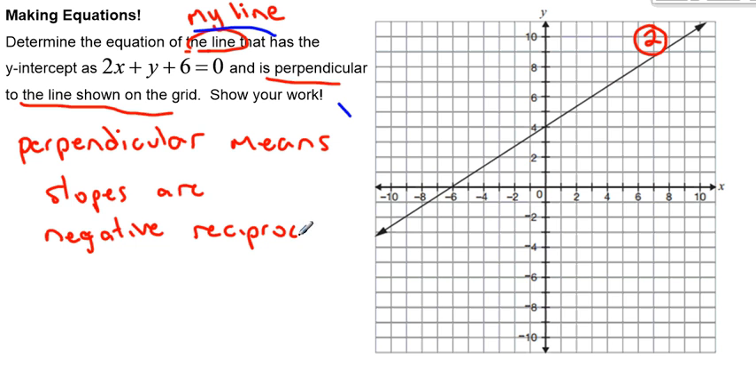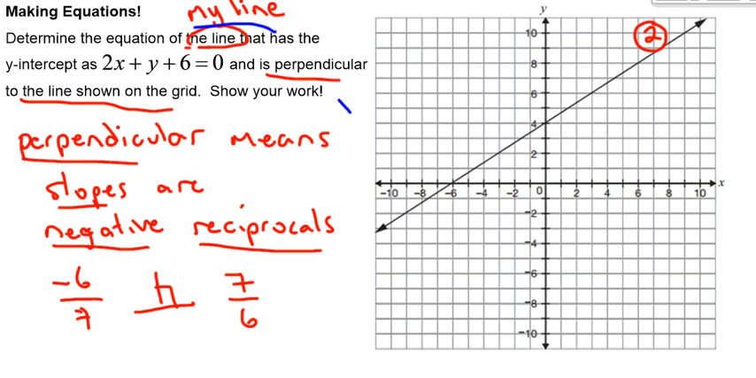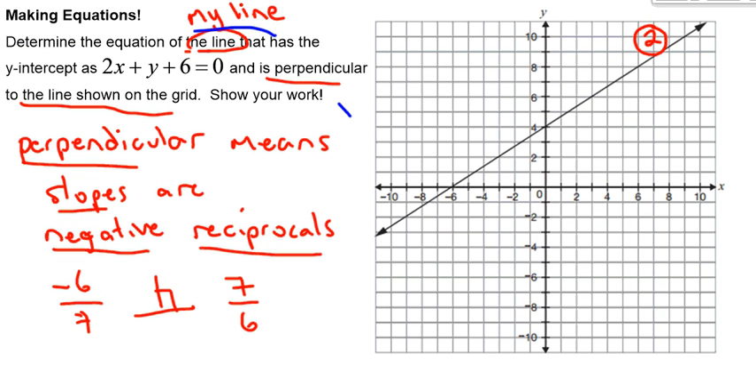reciprocals. So just a reminder, what that means is that the word negative tells me that one of them must be positive and the other one negative. And reciprocals means that they must be the flipped fraction. So in other words, if I had -6/7, the perpendicular slope would be, first of all, positive because it has to be the other polarity, and I would flip it, so it would be positive 7/6. And that reminds us that another way of thinking about perpendicular slopes is that perpendicular slopes multiply together to give -1.